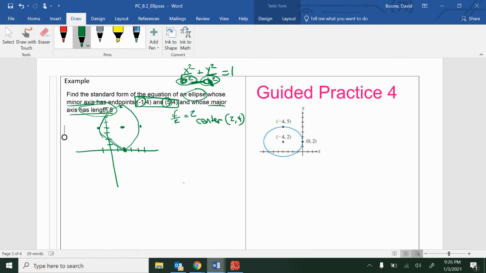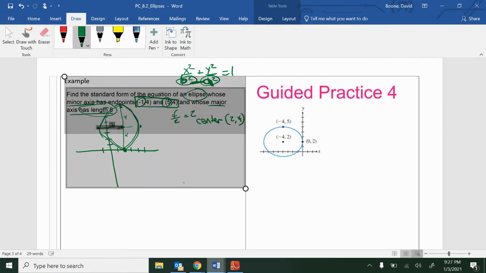Again, you don't have to worry about being perfect in the drawings. This major axis then has a length of 8. So that's 4 right here, and that's 4 right here. As we did with this one here, we saw that that was 3 and that was 3.